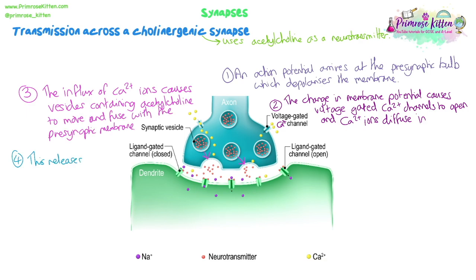So the acetylcholine, I've used ACH here as an abbreviation. The acetylcholine is released into the synaptic cleft by exocytosis, as we said. That will be one of the processes that requires ATP here. The acetylcholine then diffuses across the cleft.